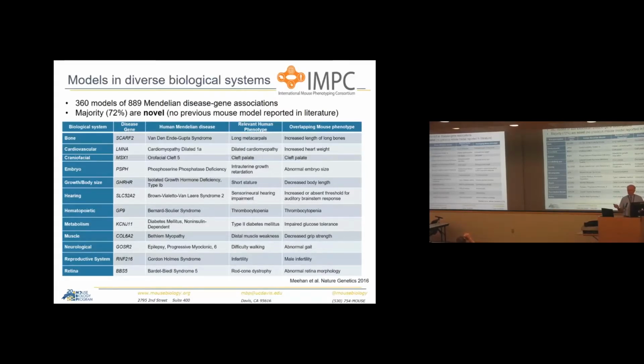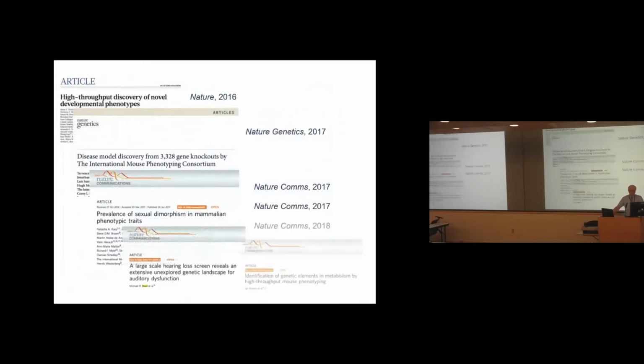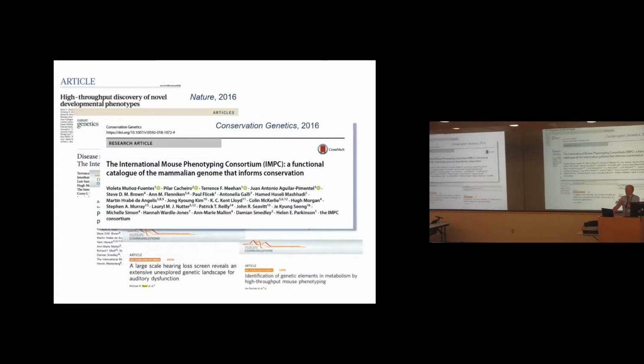The majority, though, are novel, meaning no previous models found in the literature. And as you can see here, they run the gamut from bone, cardiovascular, neurological, and a lot of them in the eye actually we found. And so since this, we've then had several papers, a lot of them in Nature, looking at different disease phenotypes, be they eye, be they developmental, be they hearing screen.